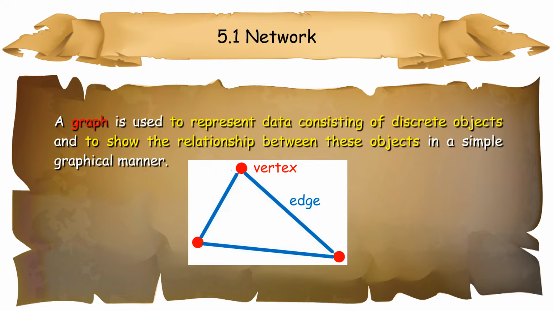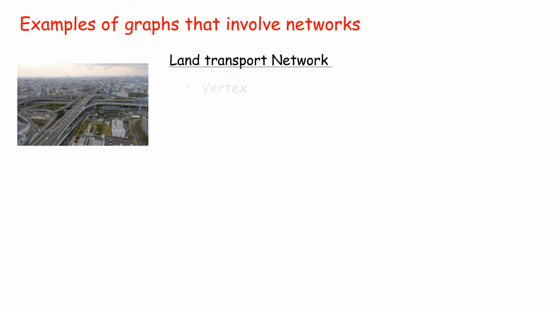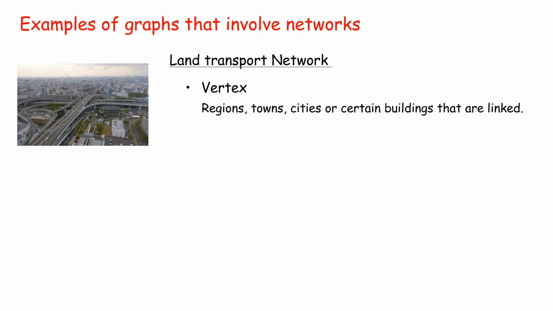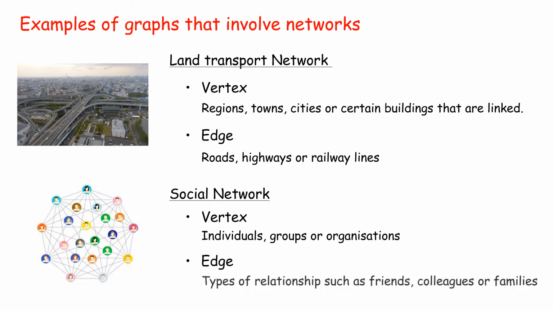A network is part of a graph, with the vertices and edges having their own characteristics. The structure of network data has a many-to-many relation. Examples of graphs that involve networks: land transport network, vertex: regions, towns, cities or certain buildings that are linked. Edge: roads, highways, or railway lines. Social network, vertex: individuals, groups, or organizations. Edge: types of relationships such as friends, colleagues, or families.